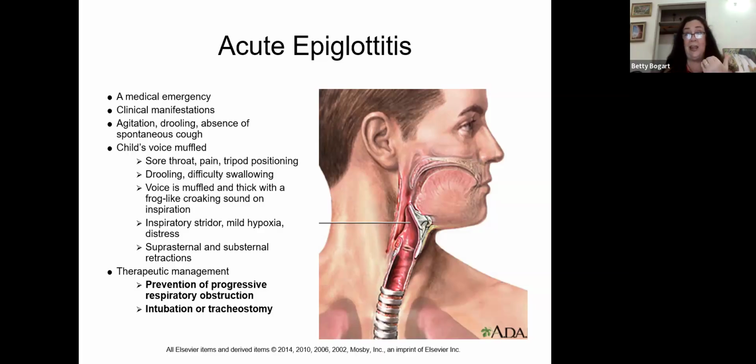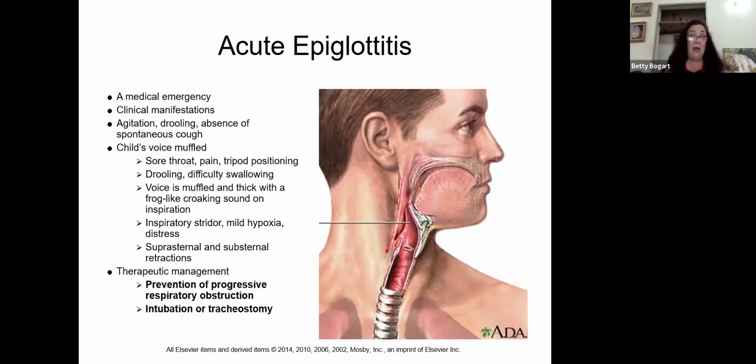Okay, he can't get air in. He's getting hypoxic, agitated, restless. He can't swallow, so he's drooling. This is a big sign of it, drooling. And then if he tries to talk, because the back of that throat is so swollen on them, okay? They are sitting in that tripod position, like an elderly man or woman with COPD trying to breathe. And of course, all the retractions that go along with it.